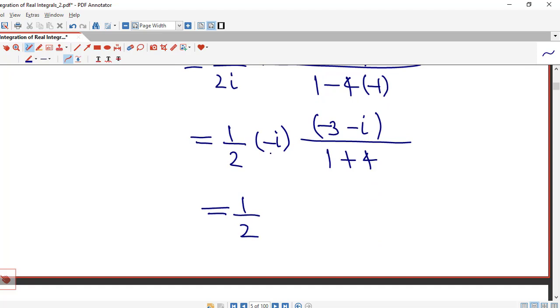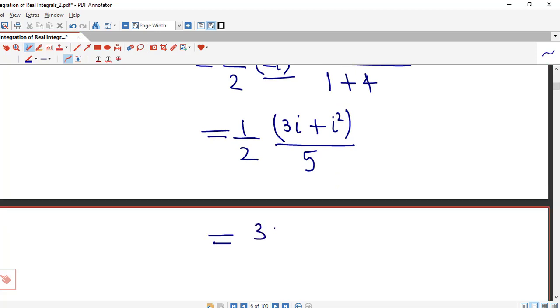Now we take this negative sign inside this bracket, or we can multiply directly by minus i. So minus i into minus 3, that is going to be 3i, and minus i into minus i, that is i square. Here I am multiplying minus i with minus 3 minus i. So minus i into minus 3, negative negative positive, 3 into i. Then minus i into minus i, negative negative positive, i into i is i square, divided by 5. So this is now 3i minus 1 divided by 10. i square is minus 1.